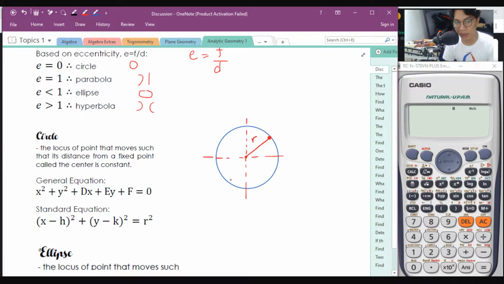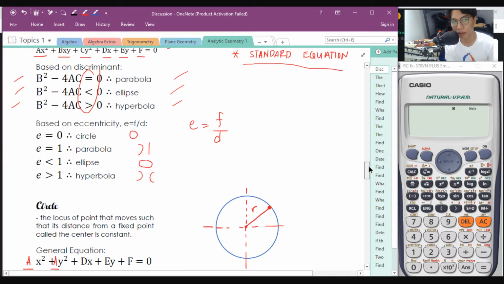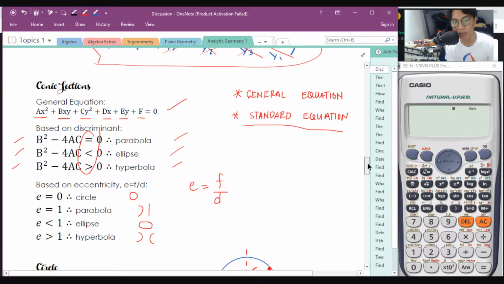Now, what is the general equation for your circle? Yung general equation natin for the circle is x squared plus y squared plus dx plus ey plus f. Ibig sabihin dito na kung ano man ang nandito, yun ay equal no nandito. Okay? Yung value ng coefficient ni x squared and y squared are always equal. Titignan niyo yan sa general equation. Okay? At ano ang missing dito? Wala tayong c. Wala tayong bxy.